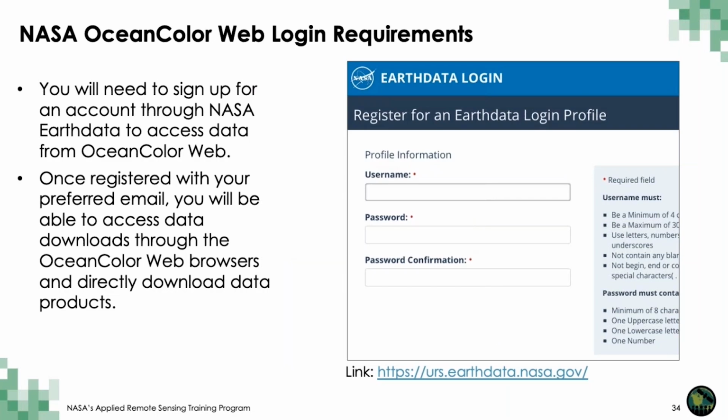To download data from the browser, you'll need to register for a NASA Earth Data account. You'll be prompted to create that account or log in if you attempt to download data from the Ocean Color Web browser. But the link is also provided here for you to the registration page if you want to do that beforehand. This registration is typically pretty quick, and you'll just need an email to complete the process. So not a whole lot of information on your end. And once registered, you'll be able to directly download data from the browser.